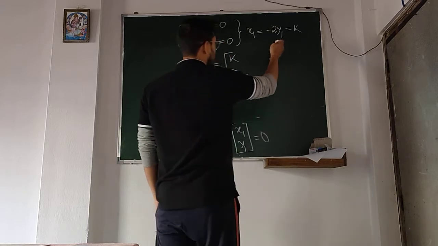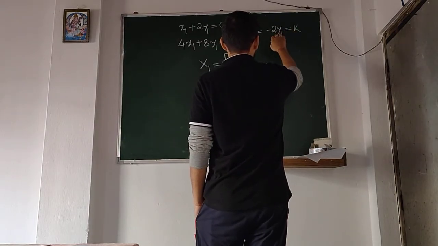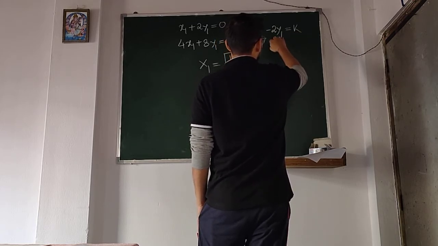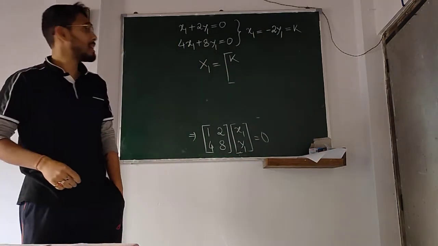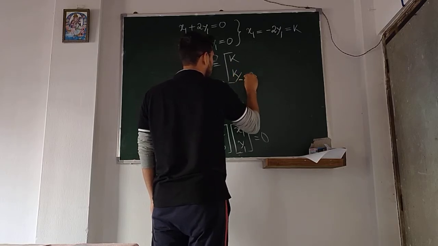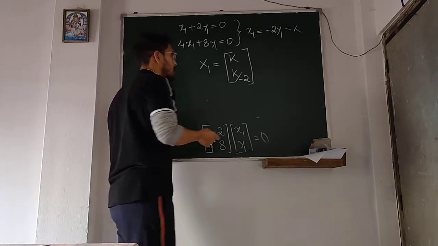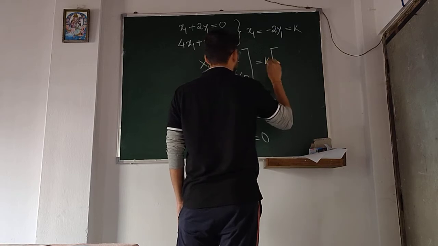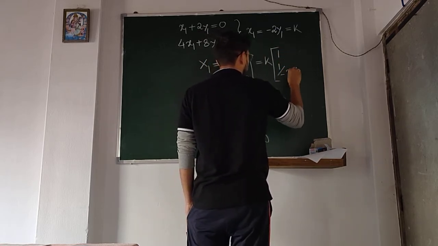Now see, one more thing, minus 2y1 is k, so what is going to be y1? It would be k by minus 2, right? It would be k by minus 2. This would be the other one. Okay, so now if I take out k from here, we can put here 1 and 1 by minus 2.